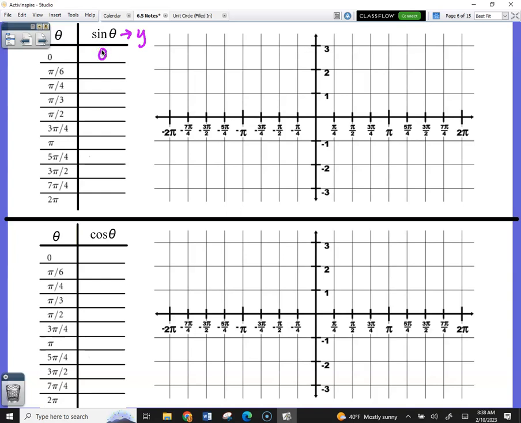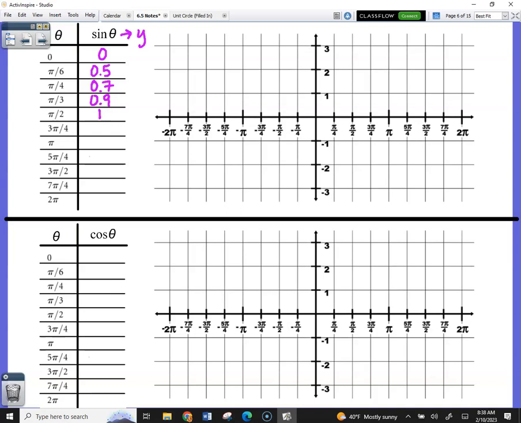Find pi over 6. What's the y coordinate? 1/2. Let's go with decimals, y'all, just so that we can graph it easier. Find pi over 4. What's the y coordinate? And if you went to your calculator and you typed square root 2 divided by 2 and went to the nearest tenth, this is what you get. Find pi over 3. What's the y coordinate? And as a decimal, that's about 0.9. Pi over 2, the y coordinate's 1.